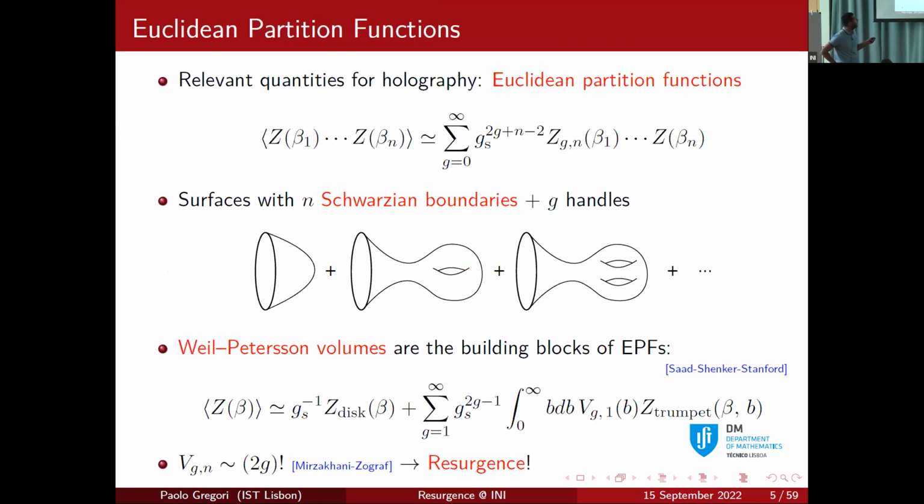The quantities we want to study are the so-called Euclidean partition functions, which are expectation values obtained by performing the path integral with the action I showed you before over space-times with M boundaries and G handles. It was found by Saad, Shenker and Stanford, though I think the original suggestion was by Witten, that these observables are encoded by Weil-Petersson volumes. You can think of them as arising by integrating some special classes on the moduli space of curves, but it's not important what they are. What is important is that it has been known for a long time, from the works of Mirzakhani, Zograf and others, that these objects grow factorially, like (2G)!. So we expect resurgence to be at play in the computation of these observables.